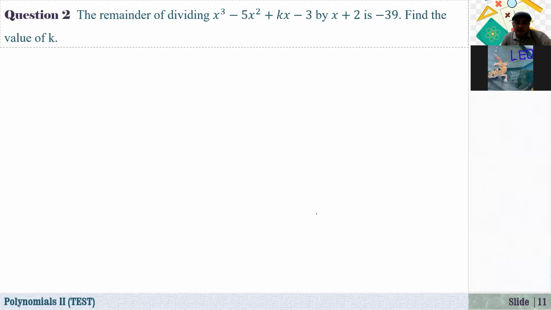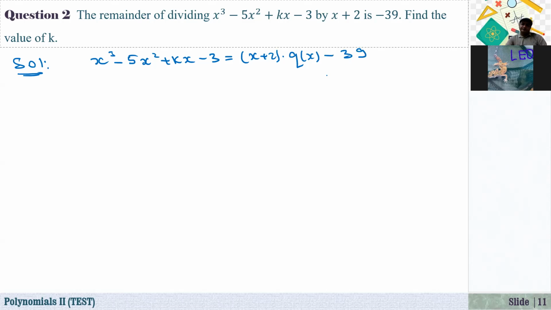Another question: the remainder of dividing x cubed minus 5x squared plus kx minus 3 by x plus 2 is negative 39. Find the value of k. Okay, what does it mean? Let's say our polynomial function is x cubed minus 5x squared plus kx minus 3, and you are dividing this by x plus 2, right? And here we have the quotient. We are not interested in this. The remainder is negative 39. The question is, we need to find the value of k.